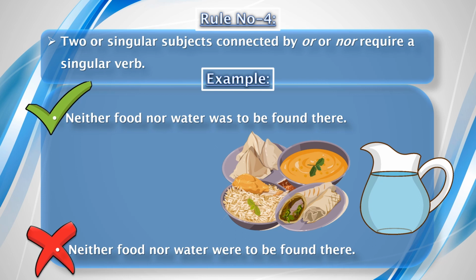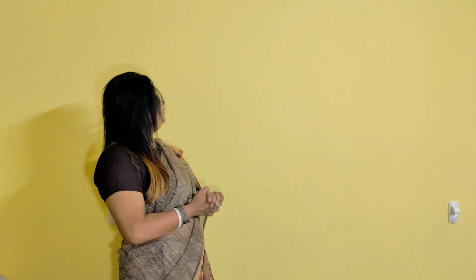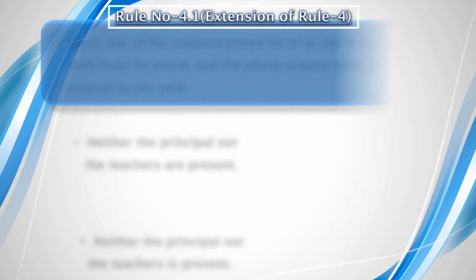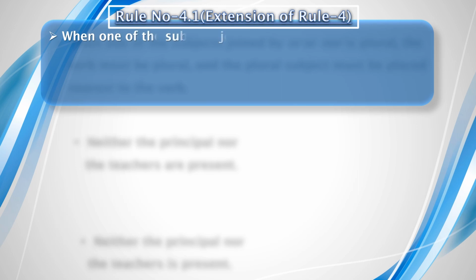Got it? I think it is very clear to you, and you should always keep in mind whenever you write that you should always remember it. Now another thing, which is but now see, I have told you we are joining two singular subjects with or nor, but you can also join plural, when one of the subjects joined by or nor.